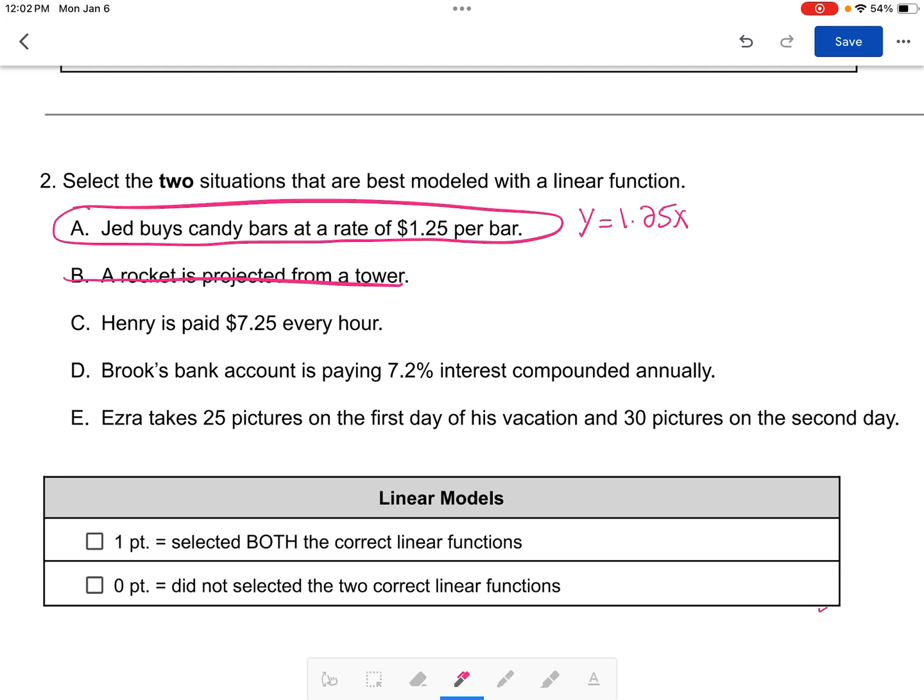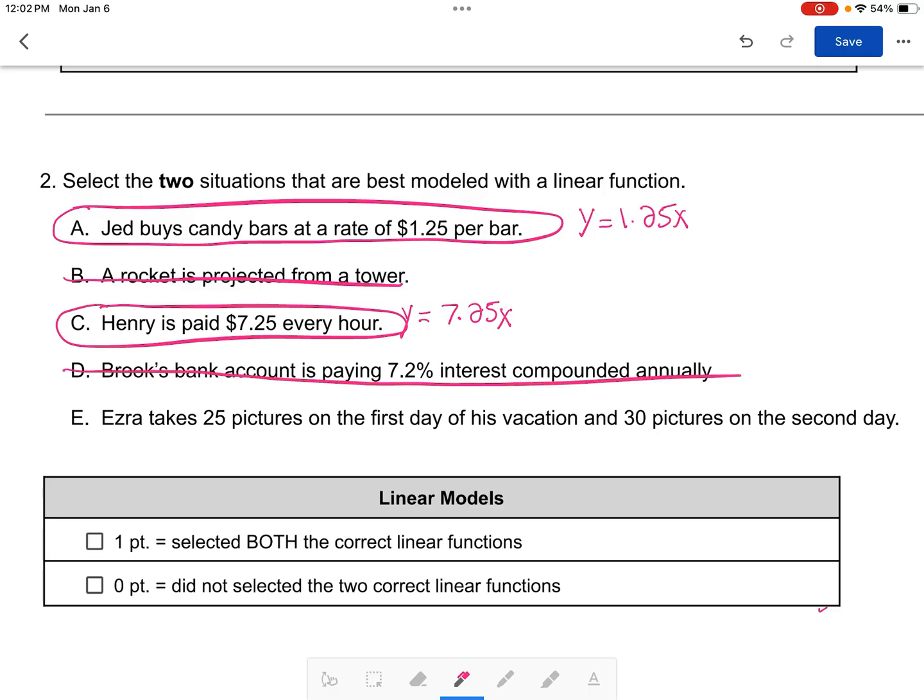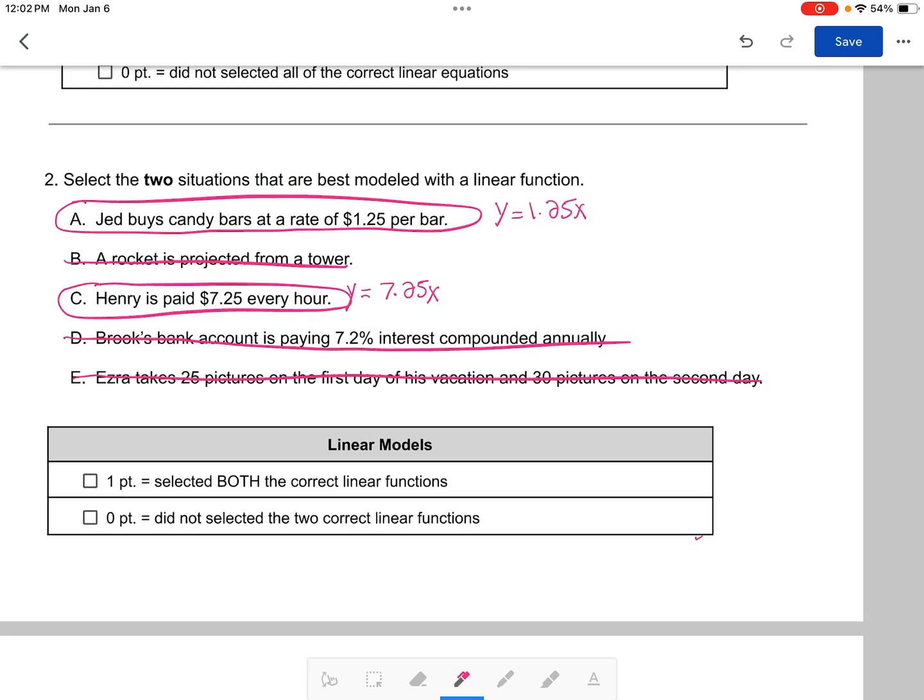C, Henry is paid $7.25 per hour. I could write that as y equals 7.25x. C is indeed linear. D, Brooks' bank account is paying 7.2% interest compounded annually. Since it's a different amount each year, that is not going to be linear. And the last one, Ezra takes 25 pictures on the first day and 30 pictures the second day. That's random. There's no pattern there. We can't write that in slope-intercept form. That is not a function.